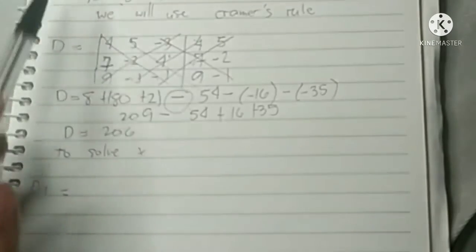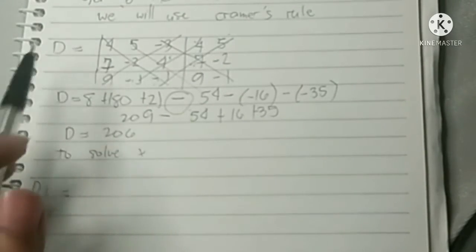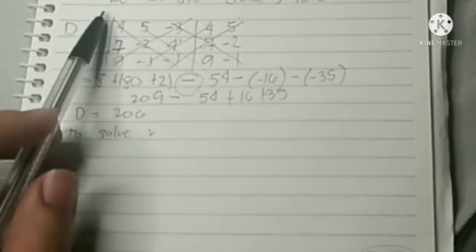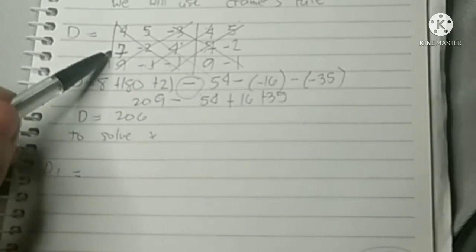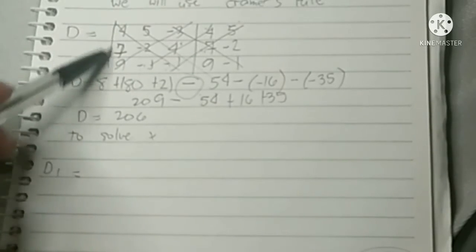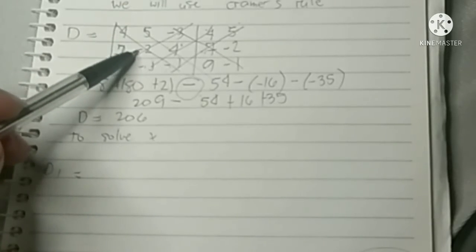So here we will use our Cramer's rule. So D is equal to, we just copy our 4, 7, and 9, and 5, negative 2, and negative 1, and negative 3, 4, and negative 1. Then copy our first row and second row, which is 4, 7, 9, and 5, negative 2, negative 1.